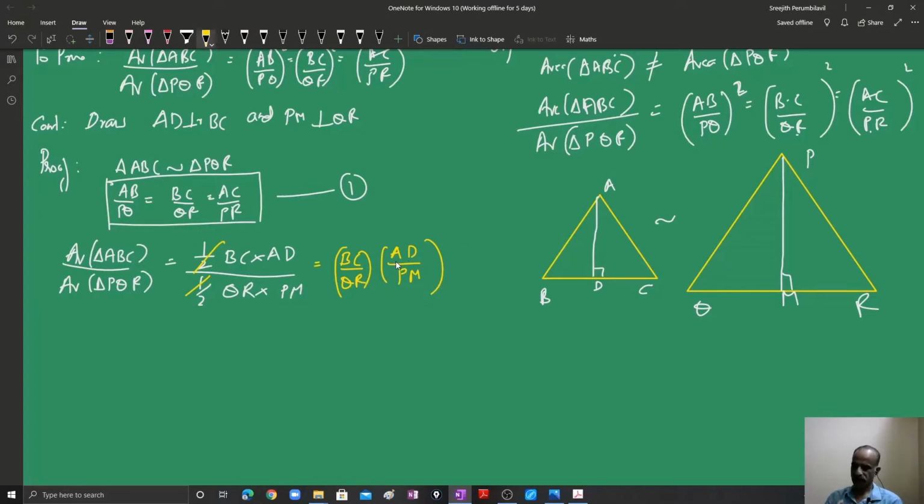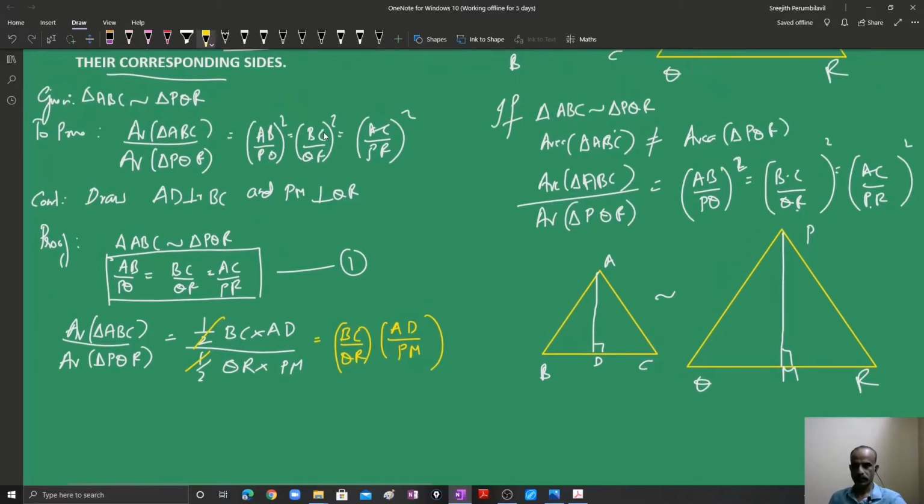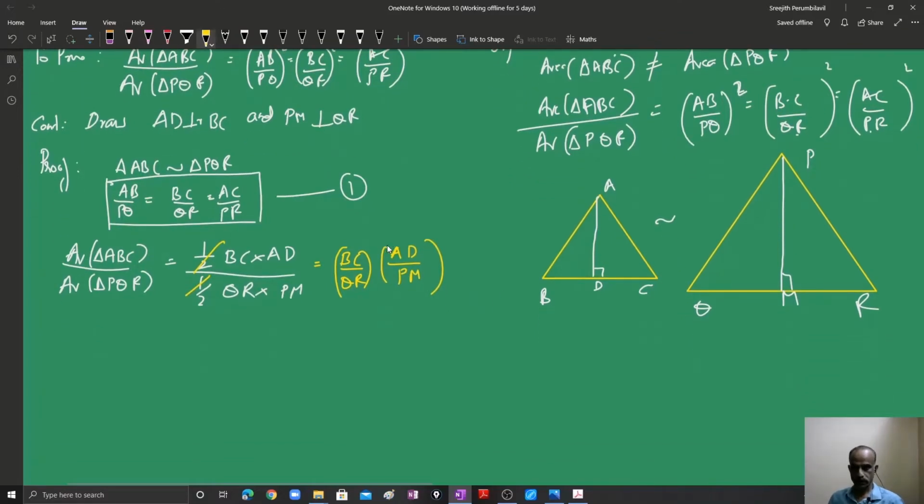I wrote it in two different brackets for a reason. This is the hint. Be careful, okay? What we have to prove is that BC by QR whole square. We need a whole square. That means if I prove that AD by PM is equal to BC by QR, I get a whole square there, right? That's the idea. Call it relation number 2.